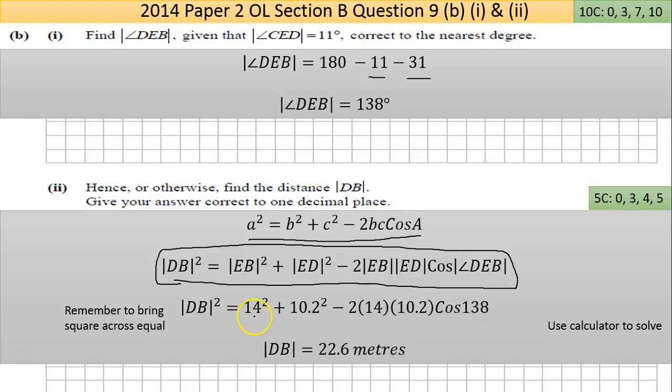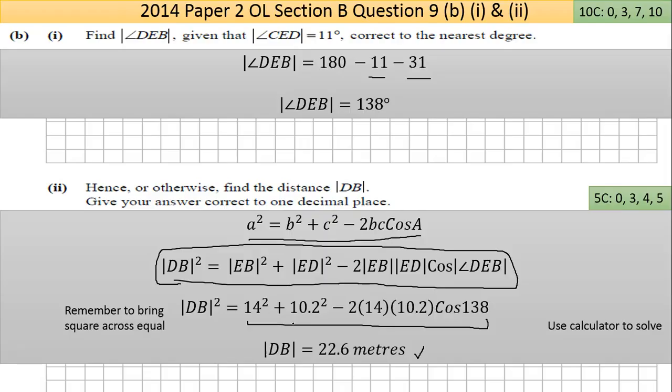And putting my numbers in, 14 was the length of EB, 10.2, which you found in part A, was the length of ED, minus 2 times EB and ED again, so 14 times 10.2, and cos of the angle in between, which is 138. Put it to the calculator. Now don't forget I have to square root whatever answer I get on this side. So whatever answer I get here, you square root that to get your final answer. And I put my units in. Okay, so that's part 2.